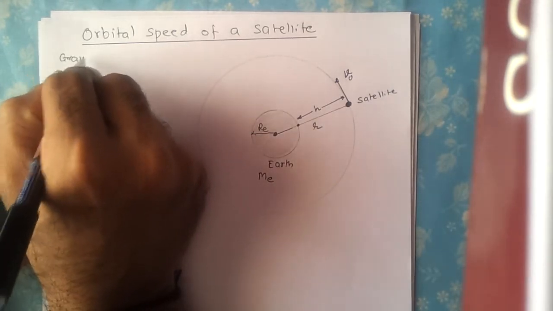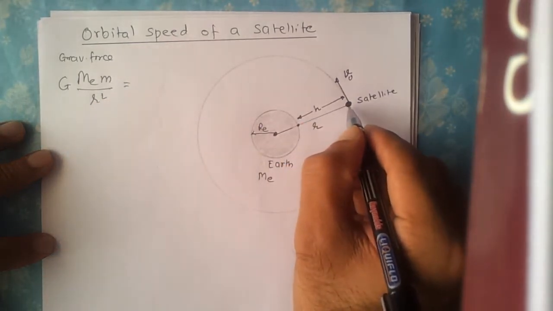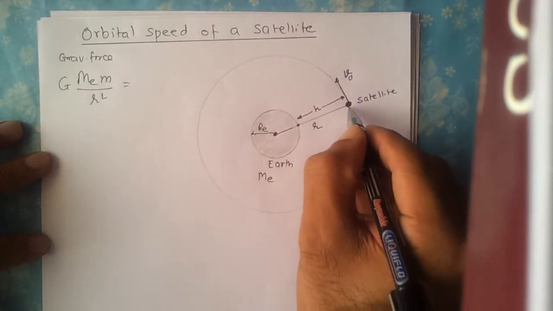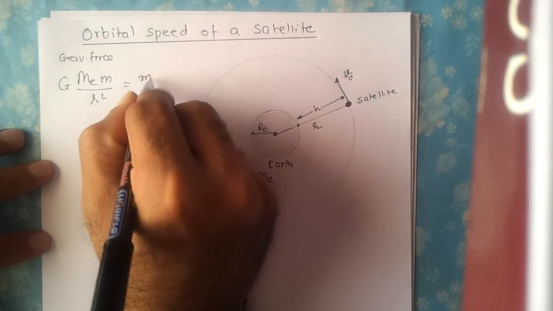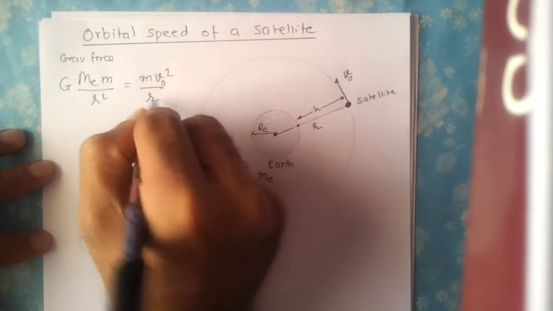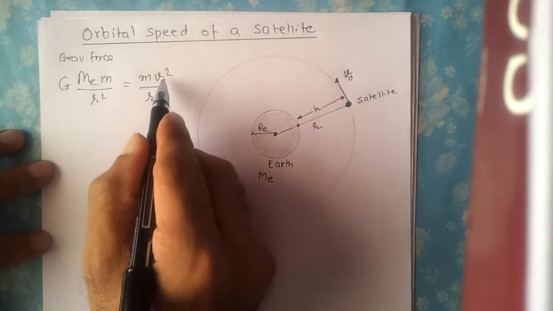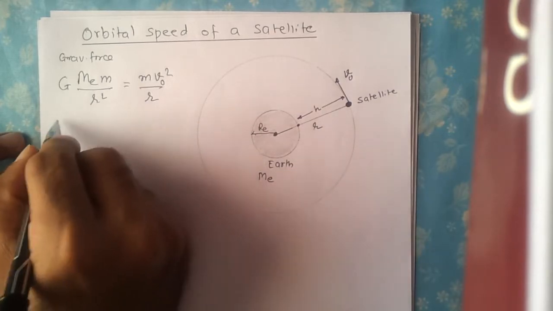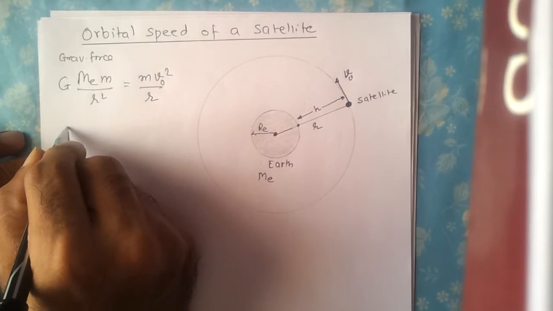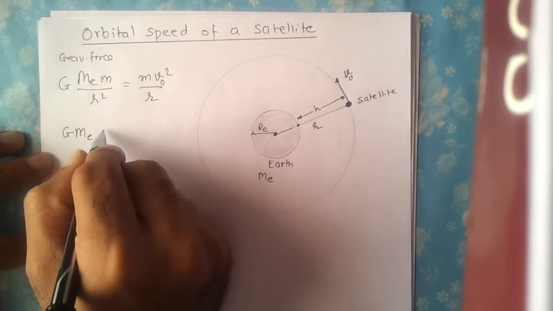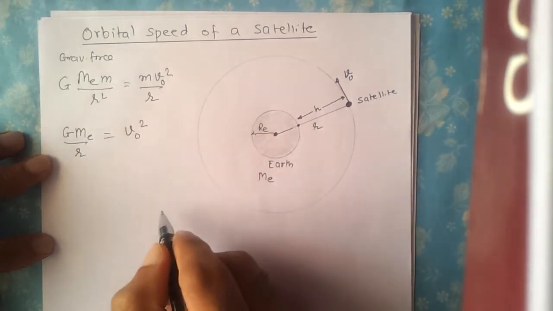Let me write over here, this is the gravitational force, and this will be equal to the centripetal force acting on the satellite. Now the mass of the satellite is m and its velocity is v0, so centripetal force will be equal to m v0 square upon r. So I get this equation, G M m upon r square is equal to m v0 square upon r, and the m will get cancelled out, one r will get cancelled out, so I'll get G ME upon r is equal to v0 square.